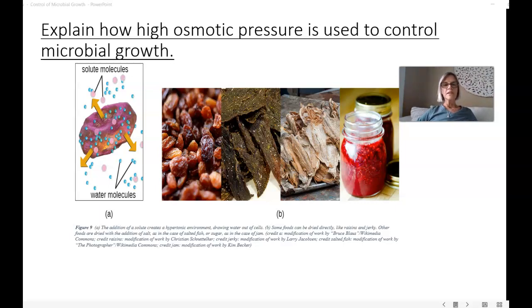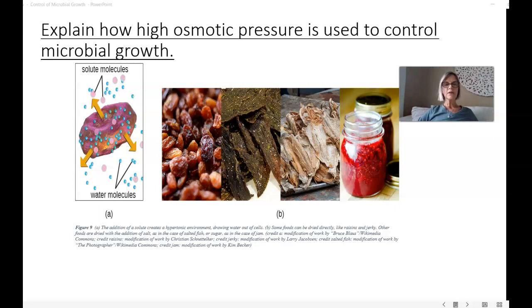Hi everyone. This is part two of microbial control. The last thing we talked about was how we use temperature to physically control the growth of microorganisms. And so we're going to continue on to the physical control topic. And here we're going to talk about osmotic pressure.